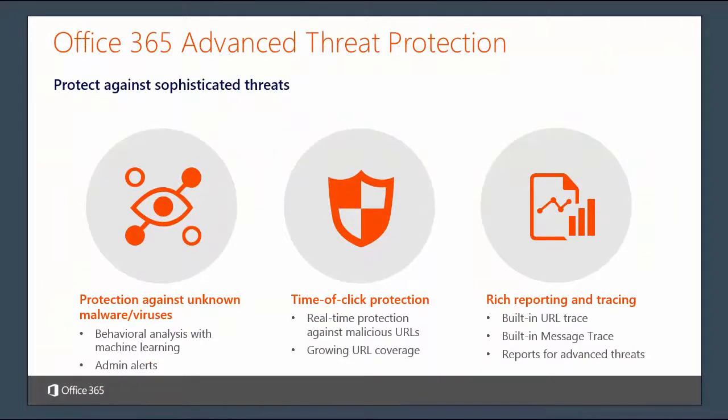Let's talk a little bit about what ATP does. ATP helps protect against sophisticated threats. Right now, ATP can protect you for email workloads as well as Office Pro Plus desktop clients, so basically Word, Excel, PowerPoint, all of those. ATP will protect you from advanced threats there. The way ATP works is there are two big parts: safe attachments and safe links. Each of these features plays a role. On a broad level, ATP will protect you against unknown malware and viruses. It provides time-of-click protection, meaning when you click on a URL, it examines that URL again for malicious content. ATP also provides rich reporting and tracing of messages.